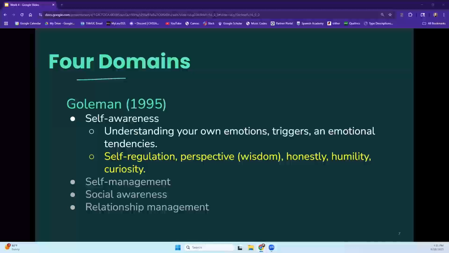If you had perspective, also known as wisdom, this type of talent encourages reflection and insight into one's own mental and emotional states, which again is part of that self-awareness domain.